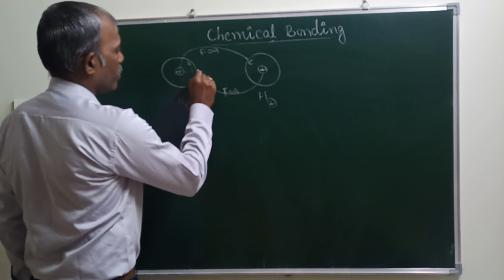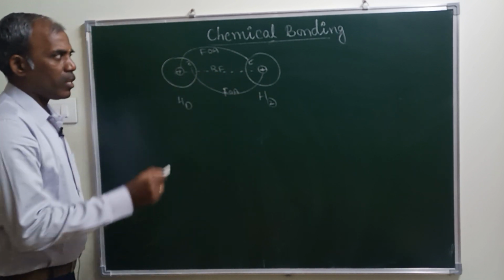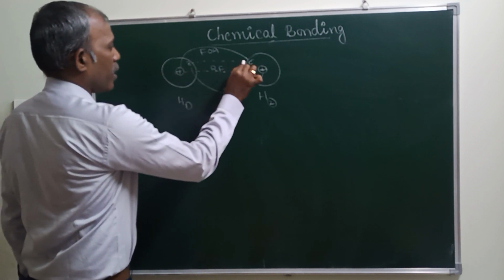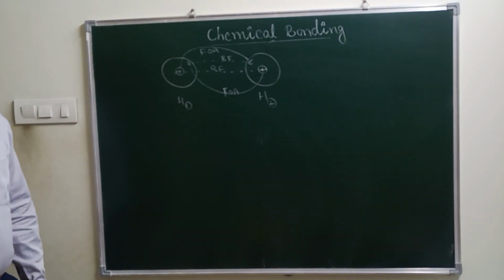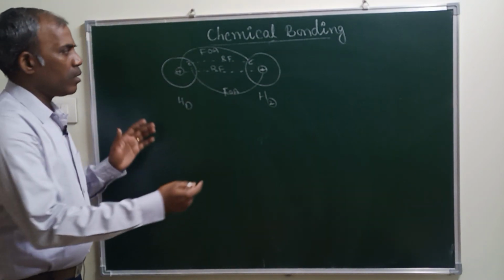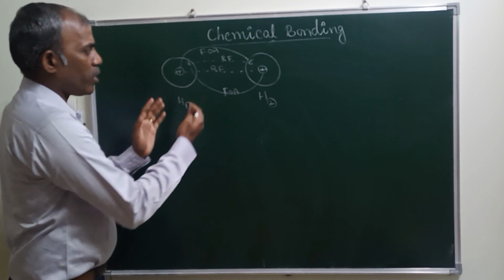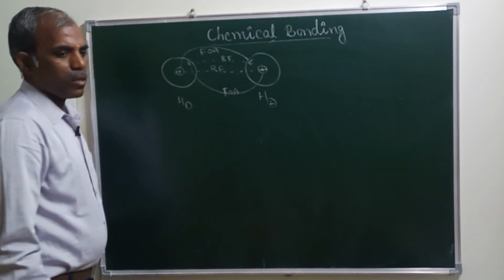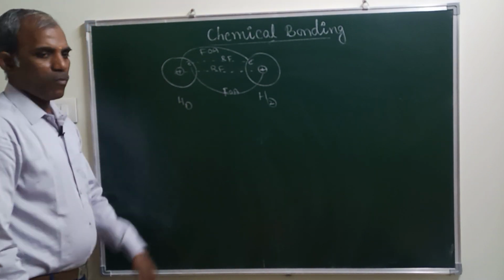So here, between the two nuclei there is a repulsive force. Similarly, between the two electrons, repulsive forces. To attain stability, they should come to each other. They should come very close to each other, when the force of attraction dominates over the repulsive force.